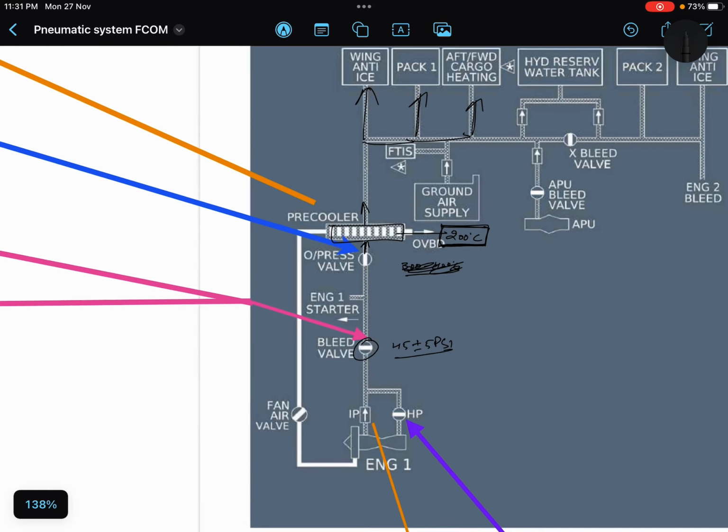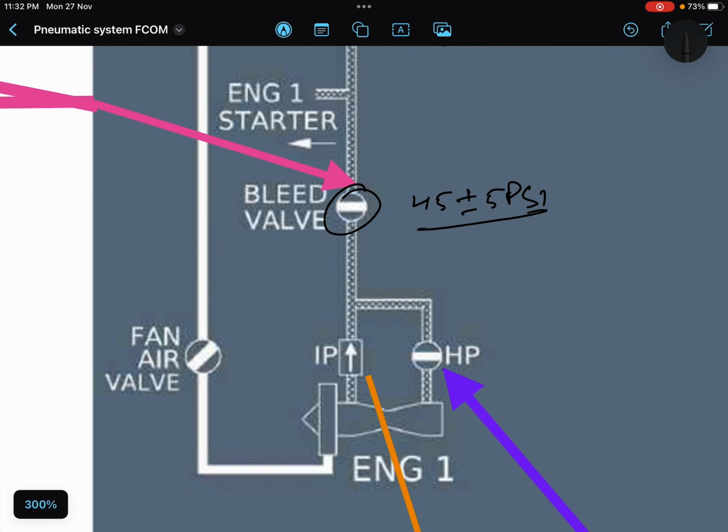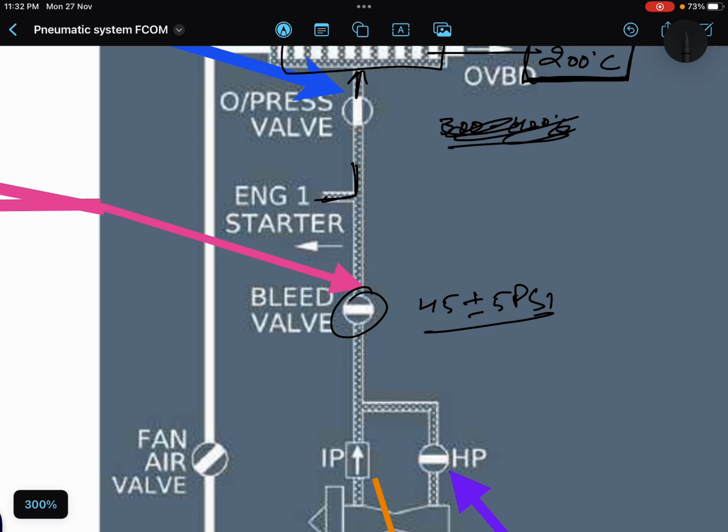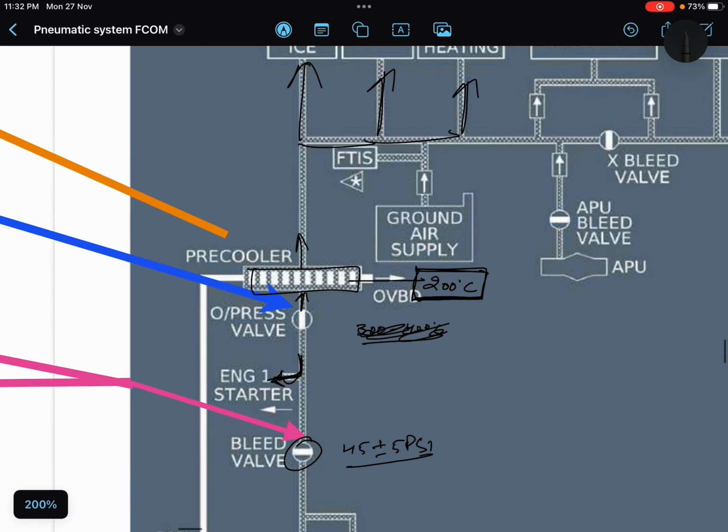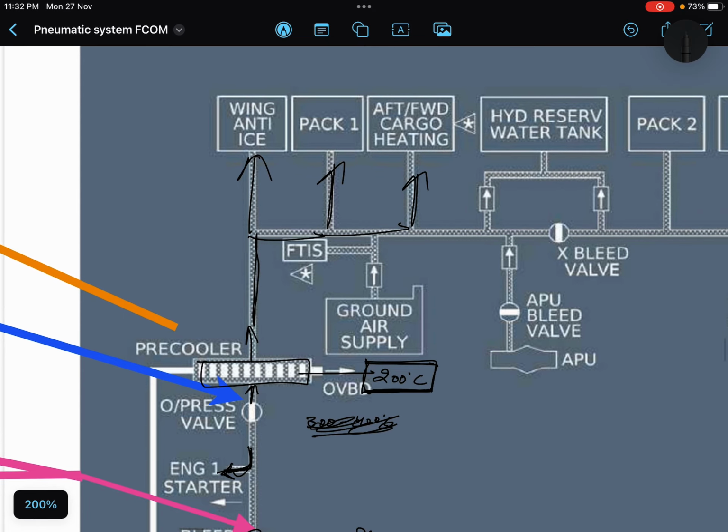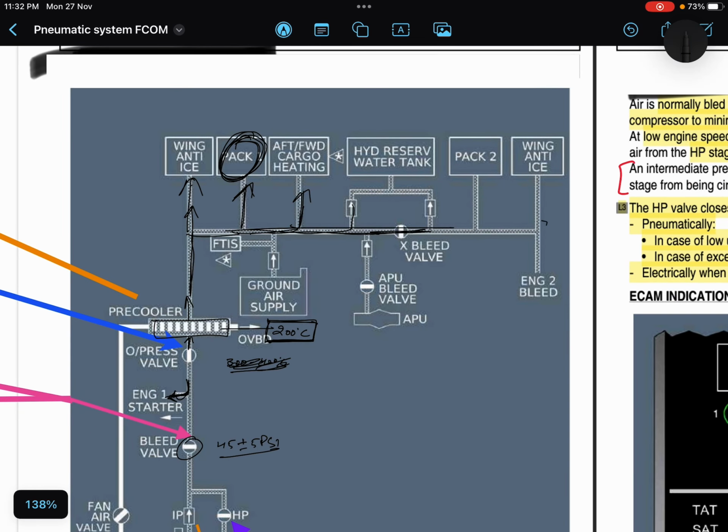Now I have covered all the valves in between. This is the engine 1 starter. Here the air goes to start the engine. Perfect. Then bleed goes to different systems, for wing anti-ice, for the AC packs. You will be studying about this pack in the air conditioning chapter, right? And here to the cross bleed duct. This is the cross bleed duct.